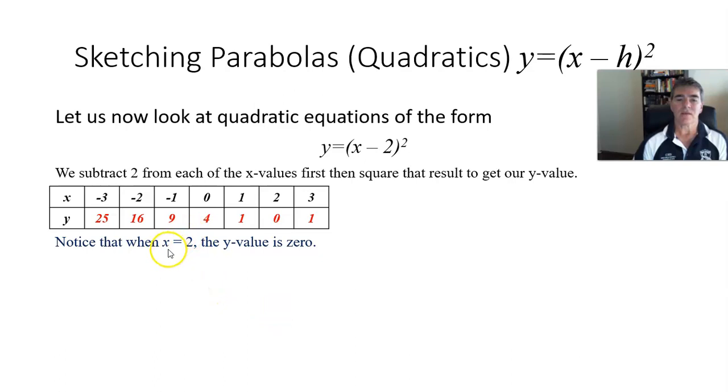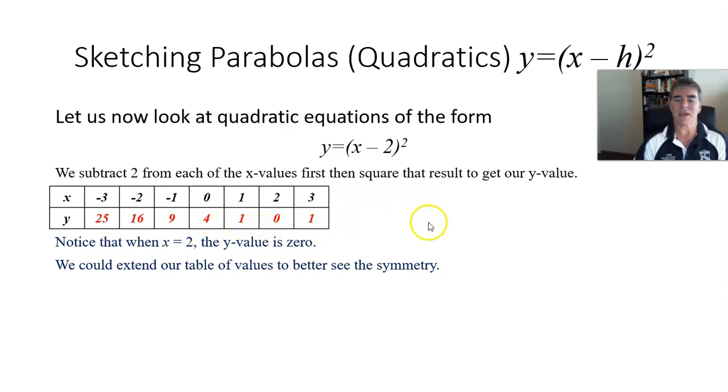So, notice that when we get this x value of 2, it makes this part inside the grouping symbols or inside the brackets 0. So 2 minus 2 is 0. That does help us with some things later on. So we can actually see that our numbers are decreasing, get 0, and then they start to increase again. Well, we could actually make our table of values longer to better see the symmetry that's actually involved with our parabola.